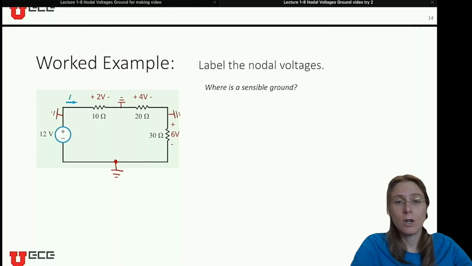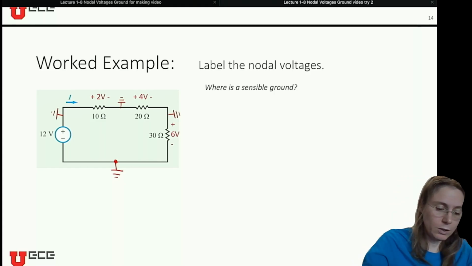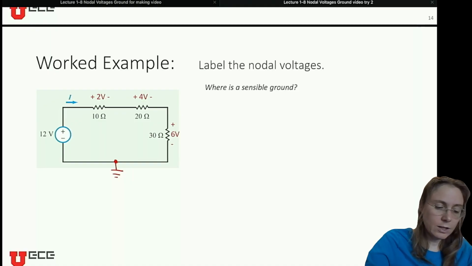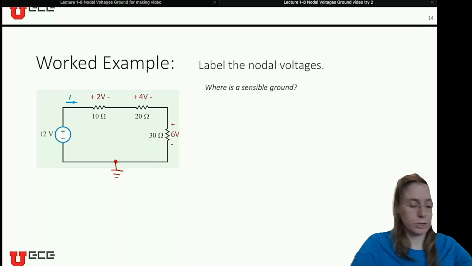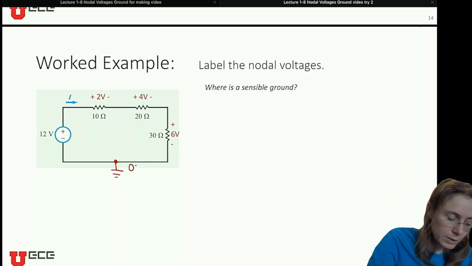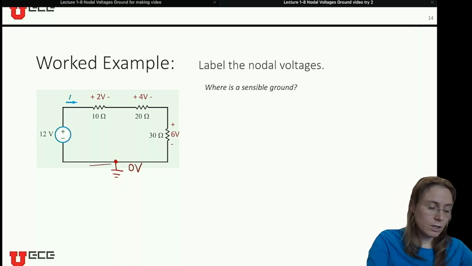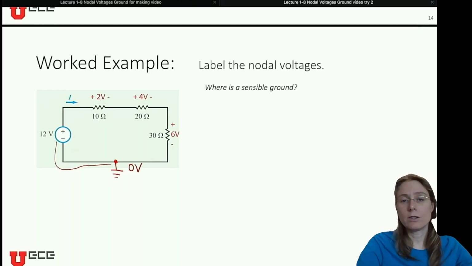A lot of times when you just have a single source in a circuit, you will put the ground at the negative terminal of that source. So I'll erase these other locations for now. Okay, now let's talk about how we label the other nodal voltages. Because this is the reference node, we know this is 0 volts. Then we can trace from here and use the voltage differences to figure out the other nodal voltages.